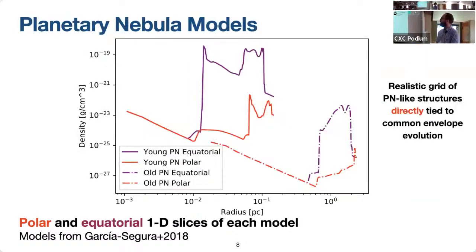I also have 1D projections of these models. The young planetary nebula model is solid line with the polar and equatorial in red and purple respectively. And same with the old planetary nebula in the dashed dotted lines. And so what we have is we've taken, not us, but Guillermo Garcia Segura took these high resolution common envelope models, evolved them hydrodynamically and with the ionization to give us a realistic grid of planetary nebula-like structures that are directly tied to this common envelope evolution.